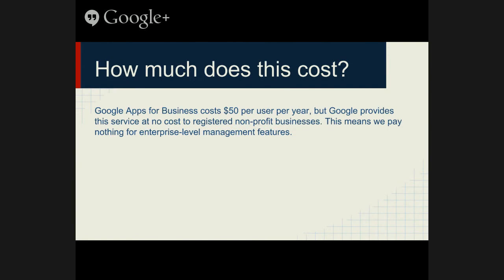Google Apps for Business costs $50 per user per year. But since we are a registered 501(c)(3) nonprofit, they have an option to provide this service at no cost to registered nonprofits. So we would pay nothing for enterprise-level management features, and if you forgot your password with something set up like this, we can reset it, send you a new password, and you can fix that.